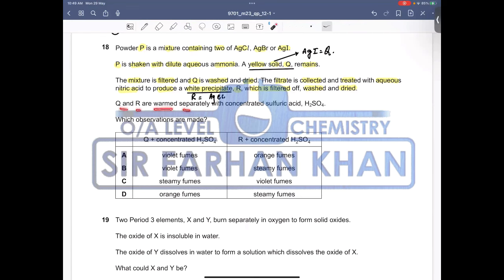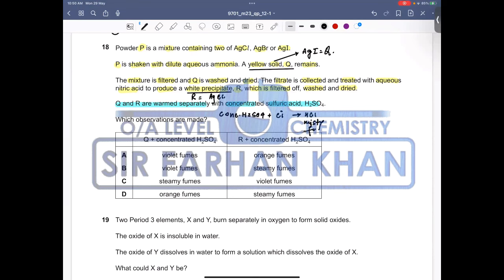Q and R are warmed separately with concentrated sulfuric acid. That's the next level statement. Because if concentrated H2SO4 reacts with AgCl, the chloride ions from AgCl will turn to misty fumes of HCl. The concentrated sulfuric acid is not going to oxidize chloride into chlorine. It will turn to misty fumes of HCl.